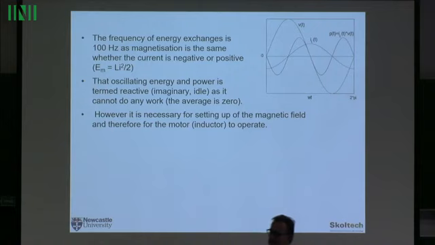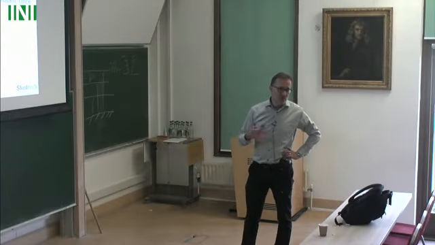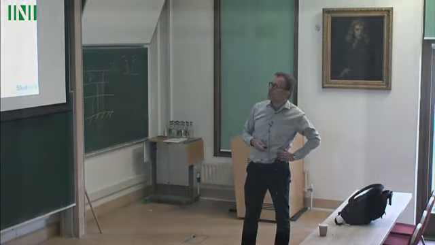Okay? If you look at the power flow equations, then you see the voltages depend a lot on the reactive power. I'll come back to it in a second. So this is important to understand. So this is the point I've just made. There is no reactive power in DC circuits because current is constant, so you don't have those exchanges of energy.